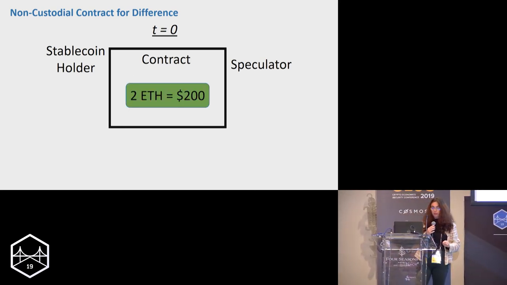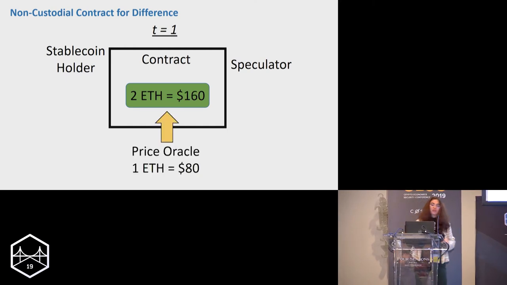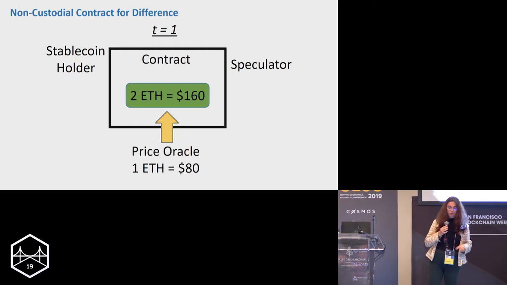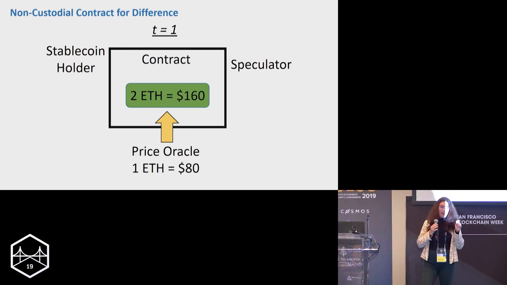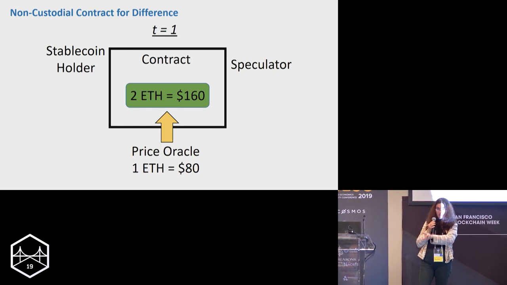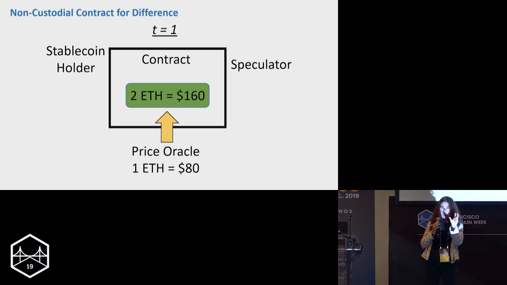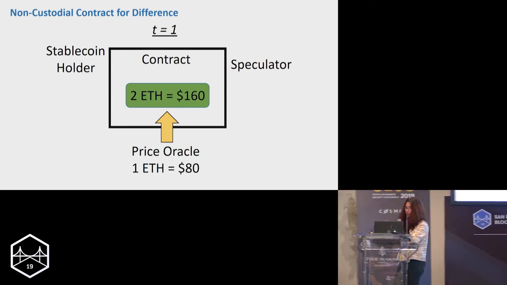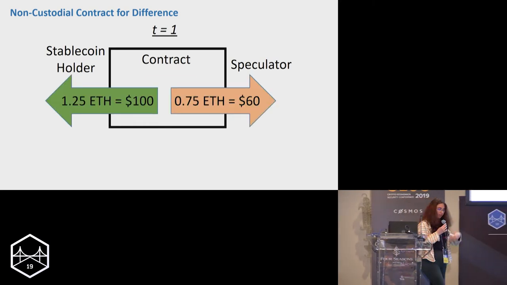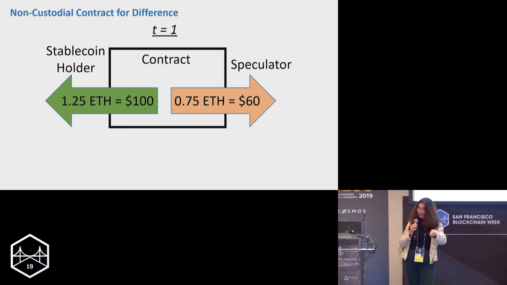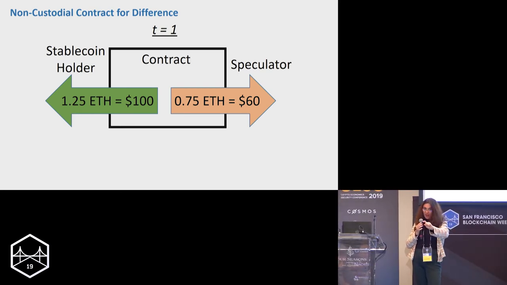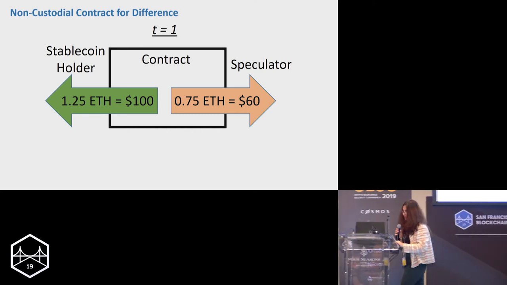So initially you have two ETH that is equal to $200, and then let's see what happens at time one, where the price drops from $100 to $80. So now your two ETH are equal to $160. But remember, the stablecoin holder is like a bond holder. They would still hold what is worth $100. Therefore, out of the two ETH that are worth $160, they hold $100 of that, and that is equal to 1.25 ETH. So the 1.25 of the ETH goes to the stablecoin holder, and the rest goes to the speculator. In this case, the speculator, like the equity holder, has had its equity eaten up. Initially it had an equity of 100, and now its equity is equal to 60. So 40 has been eaten up.